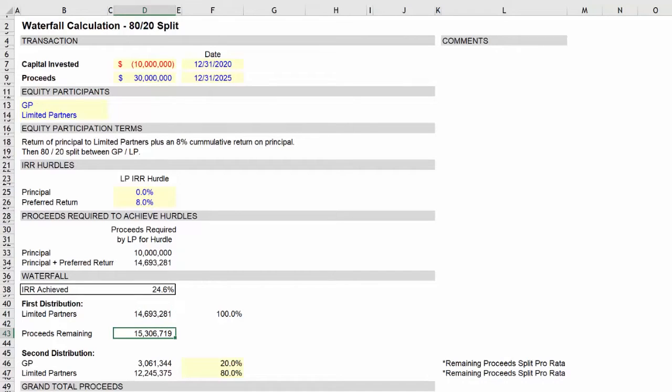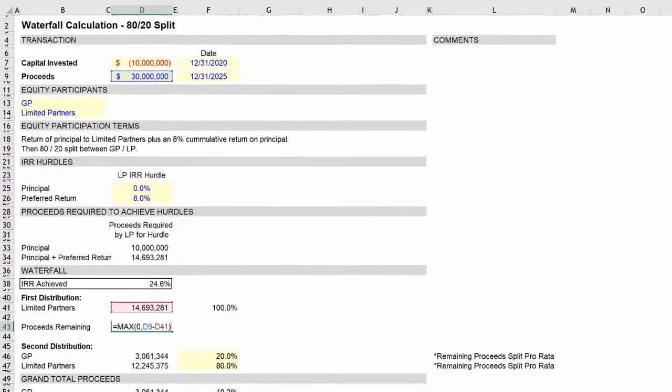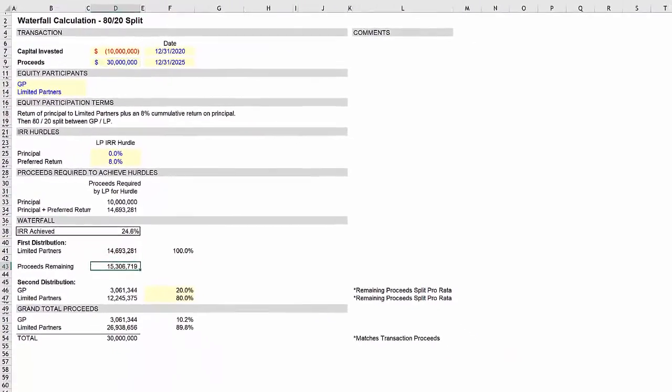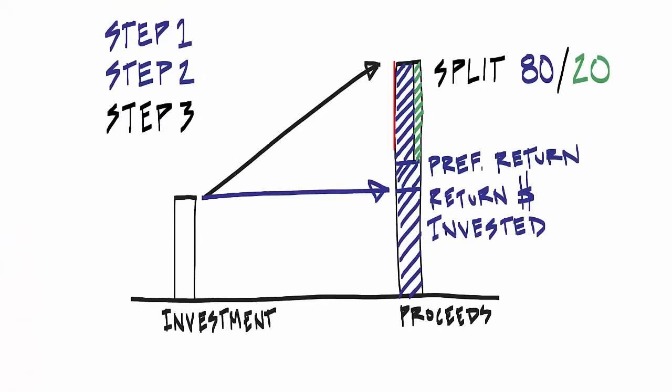Now, before moving on to the second distribution, we need to determine the proceeds remaining. This is a very simple calculation. We look at total proceeds and subtract proceeds distributed in the first distribution. That gives us proceeds remaining. Now, in this first example, all that remains is the 80-20 split. We've already distributed capital invested and the preferred return.